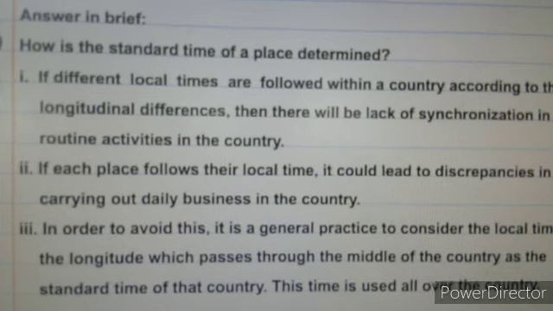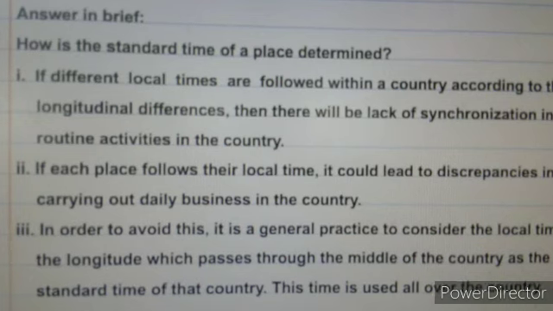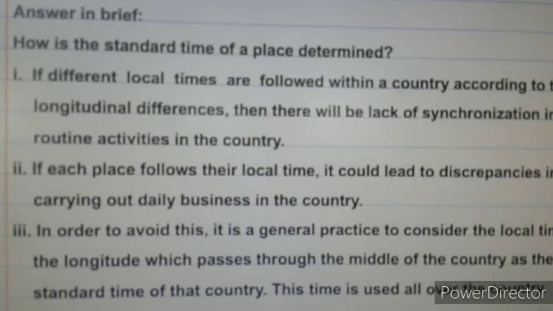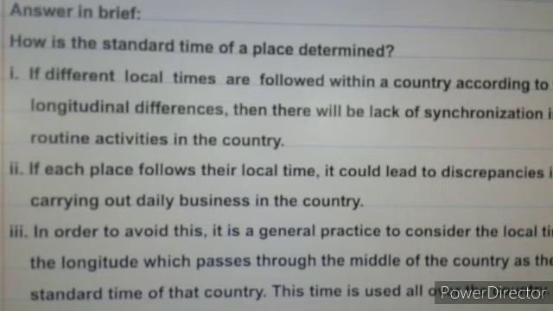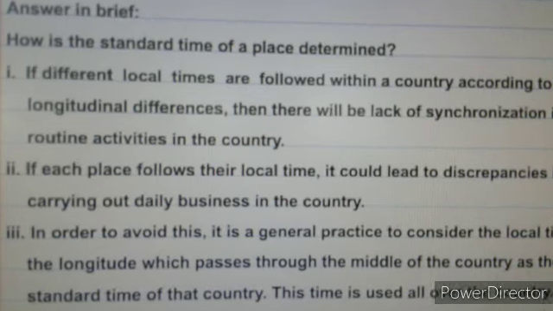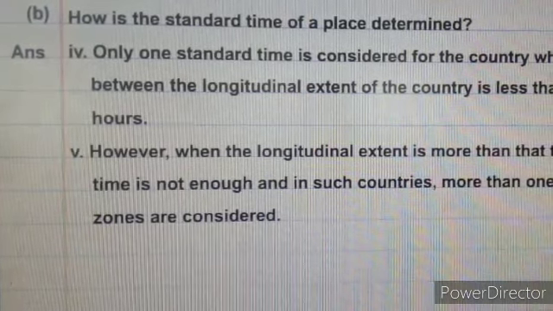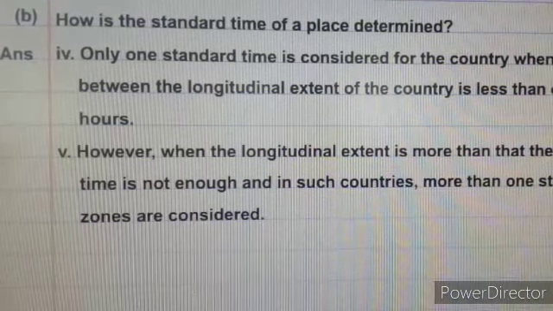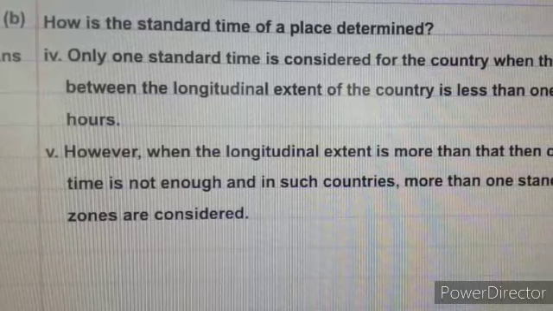Third point, in order to avoid this, it is a general practice to consider the local time at the longitude which passes through the middle of the country as the standard time of that country. This time is used all over the country. Fourth point, only one standard time is considered for the country when the difference between the longitudinal extent of the country is less than 1 or 2 hours.